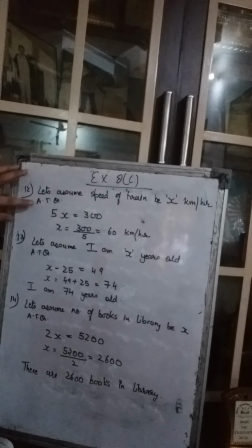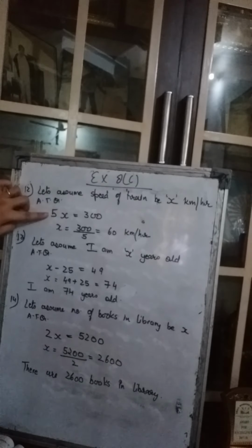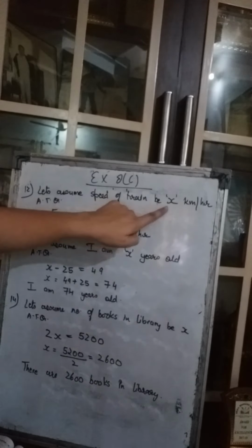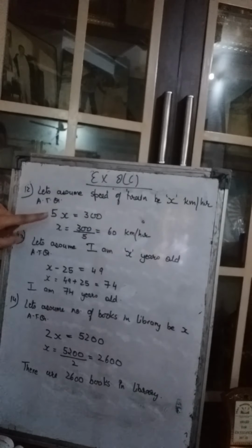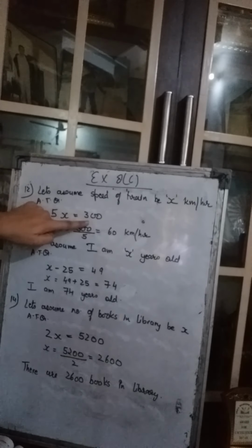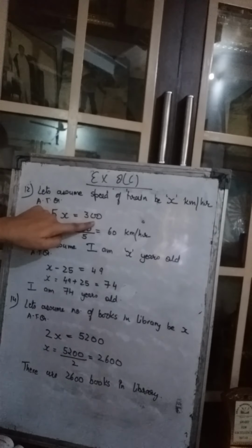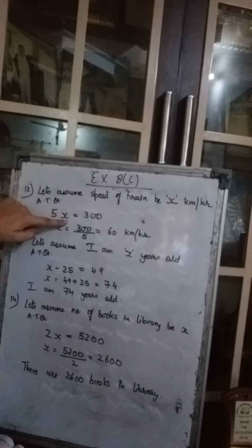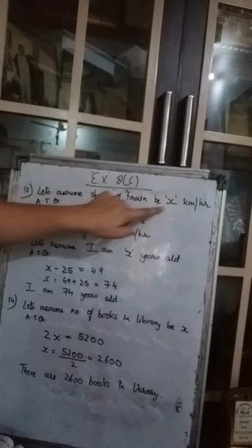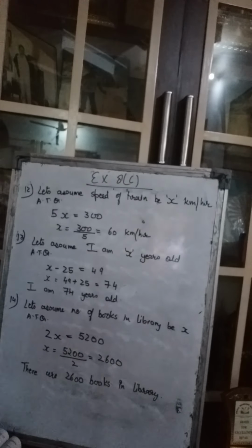So now according to the question, it says 5 times the speed of the train. Speed of the train we have assumed to be x. So 5 times of this, 5x. Times means multiplication only. So 5x is 300 km per hour. So 5x is equal to 300.